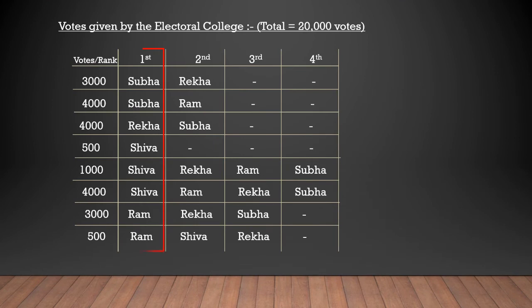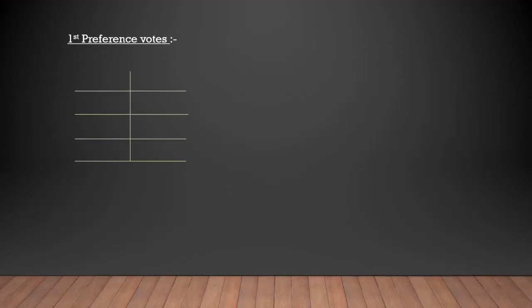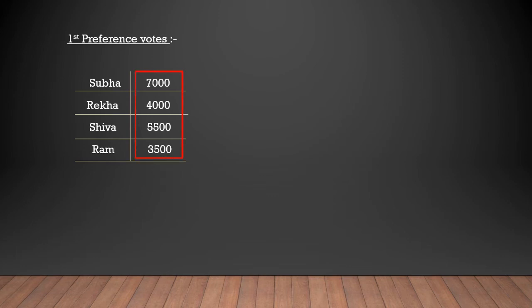Let's check out the first preferences of the 4 candidates. It is 7,000 votes to Subha, 4,000 votes to Rekha, 5,500 votes to Shiva, 3,500 votes to Ram. None of the candidates have reached the quota. That is, they haven't reached 10,001 votes.